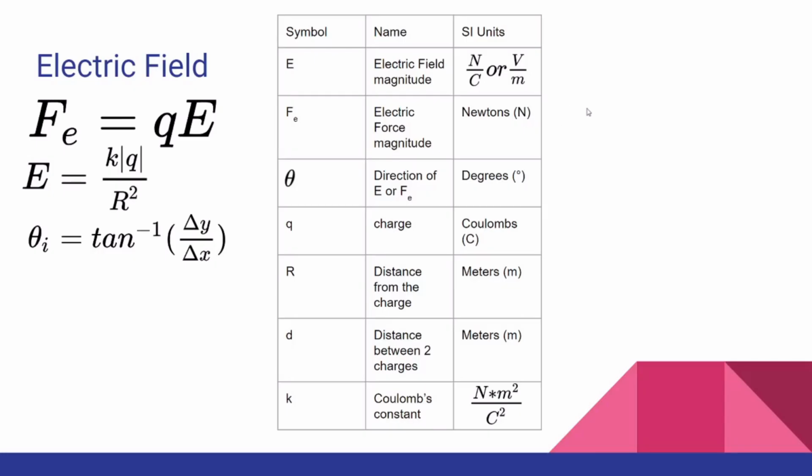When finding the superposition of an electric field, you will have two or more charged points, and more often than not will be asked to find the effect of the net field strength at a certain distance between both of them. You will use the standard electric force equation as well as the electric field equation, but also the angle equation, which is the inverse tan of the change in y and the change in x.